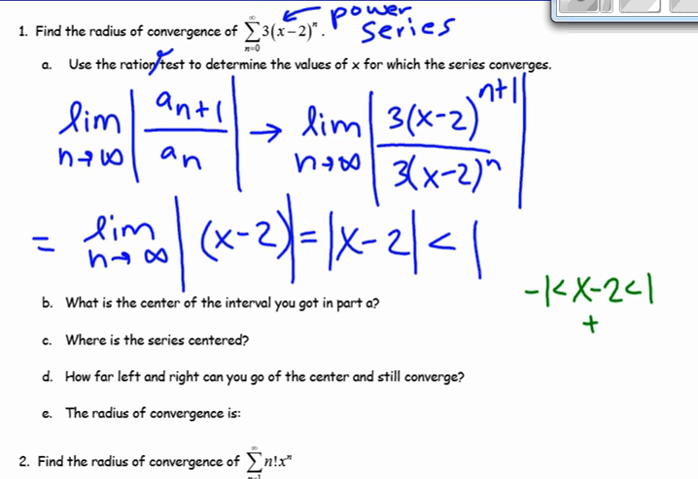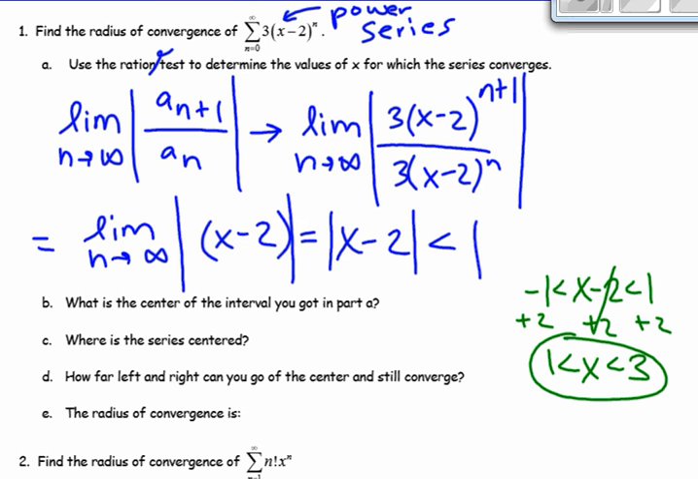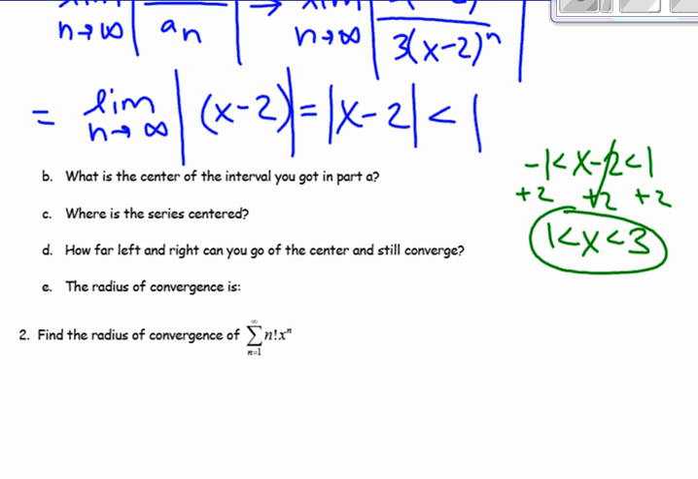Then when you solve, that is add 2 everywhere, you get 1 is less than x is less than 3. Okay, so that would be kind of like, not completely, because we're going to look at that in a minute, kind of like our interval of convergence. So our series is going to converge everywhere between 1 and 3. Okay, now, if I look at the center of the interval, so this is just kind of looking at the radius of convergence.